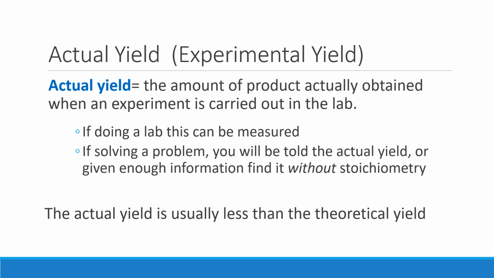Usually the actual yield is less than the theoretical yield, and that's because as reactant gets turned into products, a lot of times it gets harder and harder for the reactants to find one another. And so if you're kind of trapped and surrounded by product that's already made, you might not have the opportunity to react.